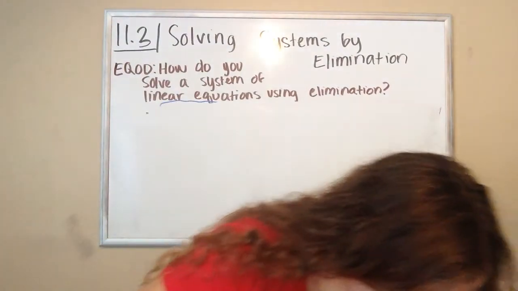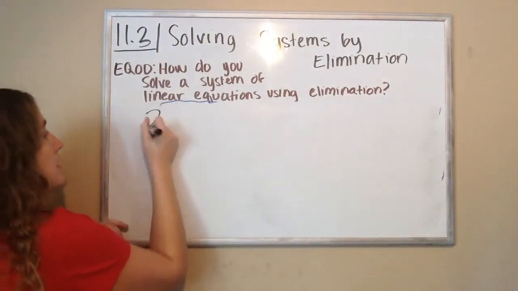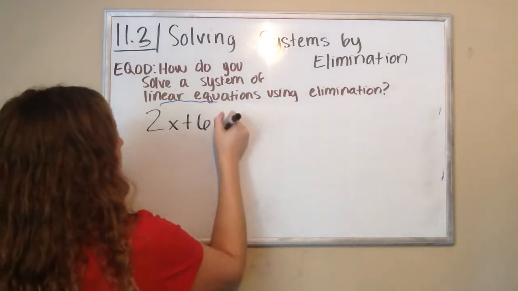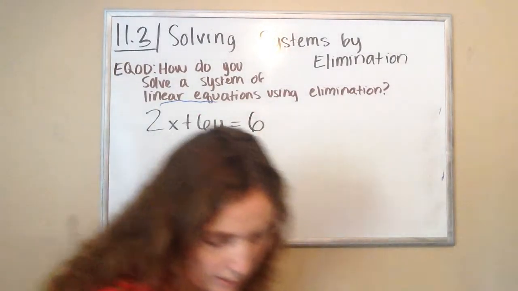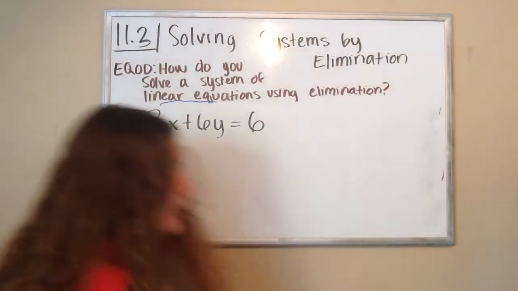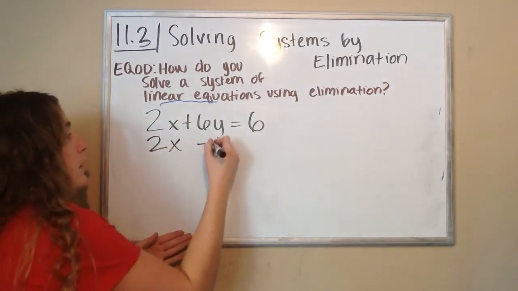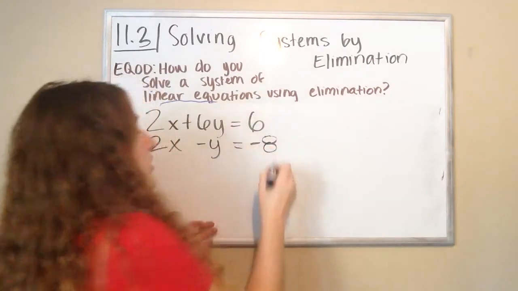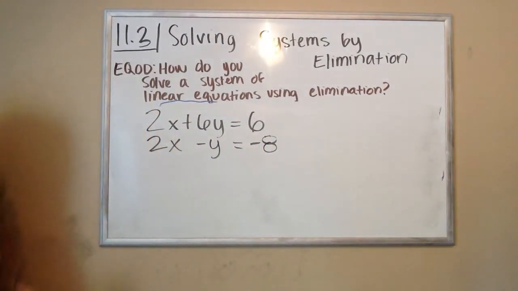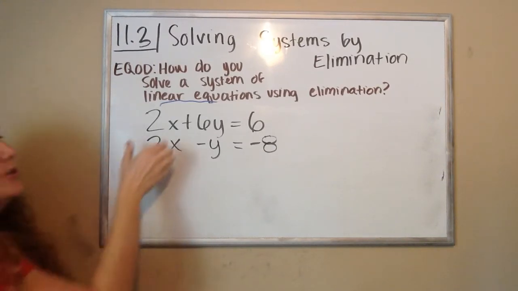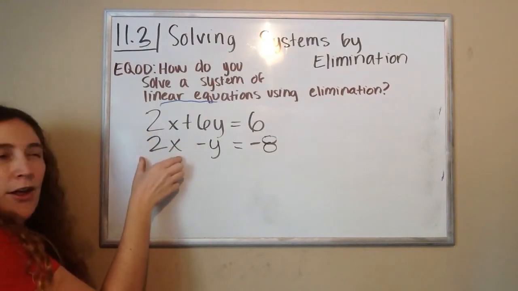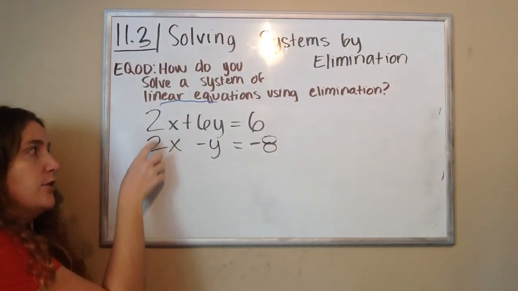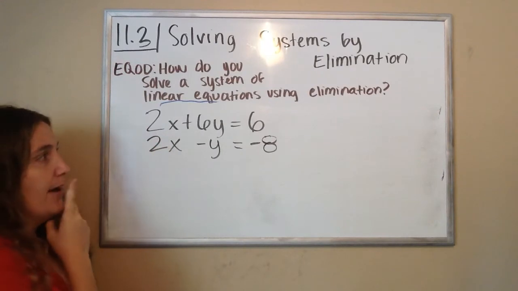Right, we've got 2x plus 6y equals 6. And 2x minus y equals -8. So we have to figure out, do we want to eliminate the x's or do we want to eliminate the y's? And what we do is we look to see, are they opposites? So we've got a 2x and a 2x. Those aren't opposites, but they do have the same coefficient. So we'll think about that in a minute.